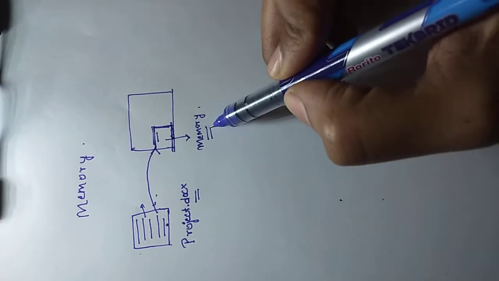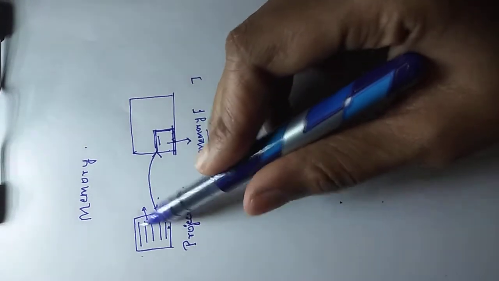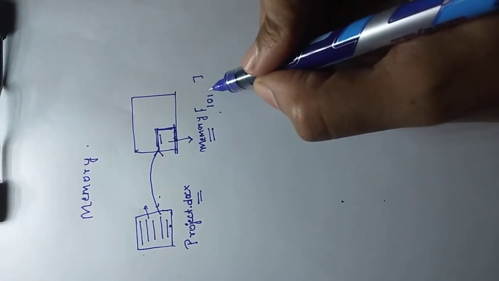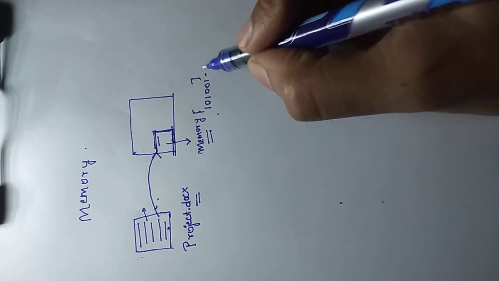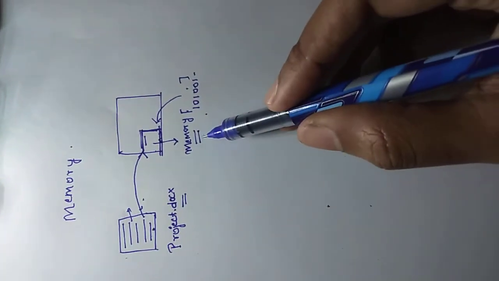Using the memory, we are going to store the data. But whatever data we have is converted to bit form, that is, ones and zeros, and then it is stored in your memory. That is the meaning of memory.